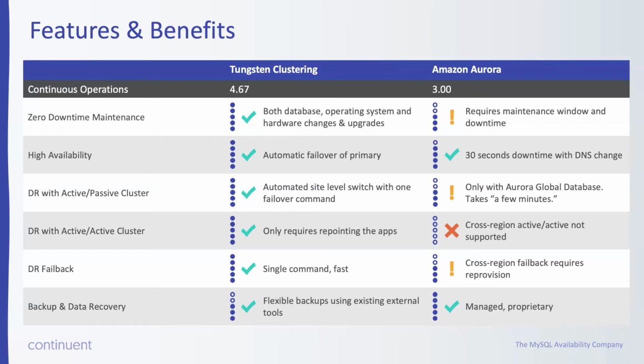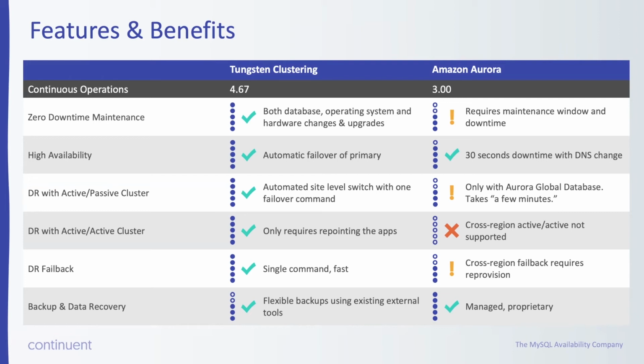How about fail back from DR? If you fail over, that's great, but how do you fail back to your primary location? Again, with Tungsten Clustering, it's really just a single command called switch that happens in a few seconds, and everything syncs back up. With Aurora, if you fail over to another region, the only way to fail back is to reprovision the failed region. There's no real fail back mechanism available in Amazon Aurora.